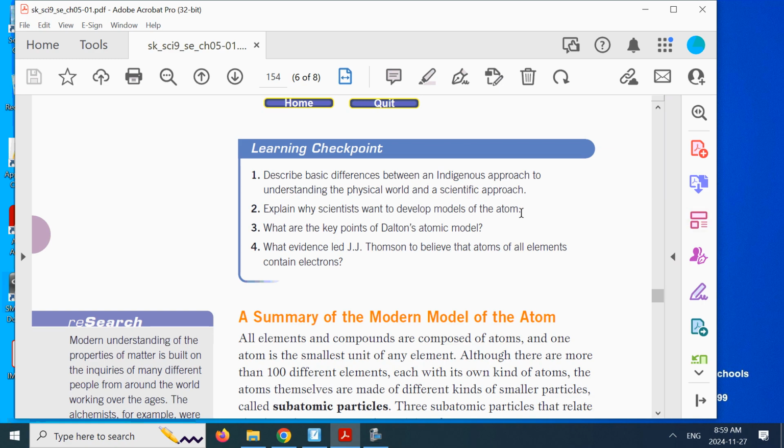Explain why scientists want to develop models of the atom. What are key points of Dalton's atomic model? What evidence led J.J. Thomson to believe that atoms of all elements contain electrons? We've skimmed over that, okay?